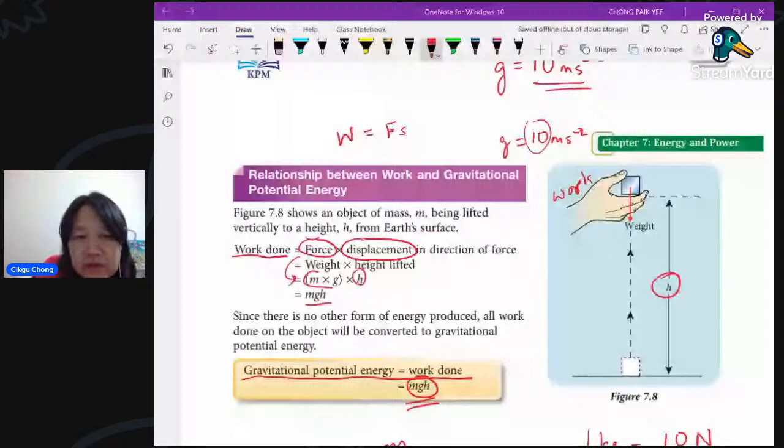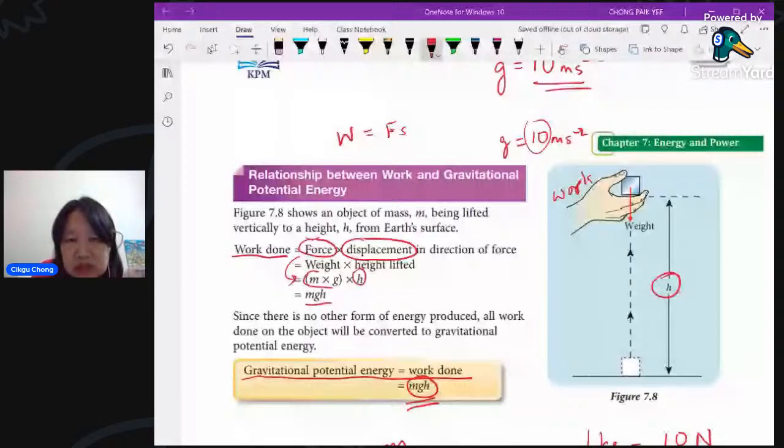It means 450,000. What is the unit? What are we looking for? We are looking for work done. Work done is in joule. Okay, there you have found your answer.